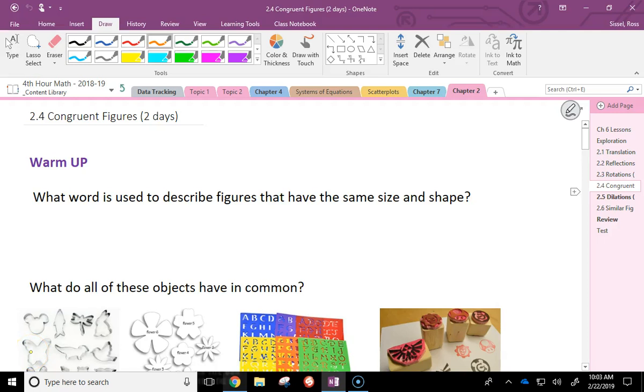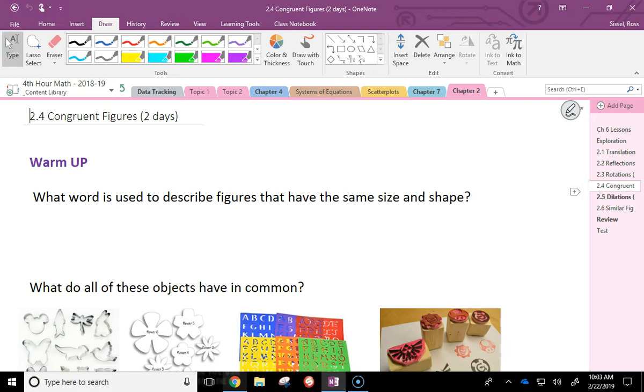Okay, today we're going to talk about congruent figures. This is a 2-day lesson. We're going to start it today. Hopefully we get through everything I want to, but we'll be able to get through the most basic part of it. You'll get the gist of it, understanding what congruent means.